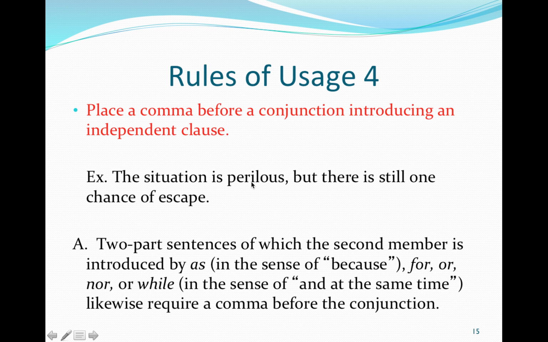What we have here is two independent clauses, or also called two simple sentences, on each side of a conjunction. When you have two simple sentences or two independent clauses joined together by a conjunction, you must place a comma before the conjunction. If you leave out the comma, it is considered a run-on sentence, and yes, I will take points off for that.